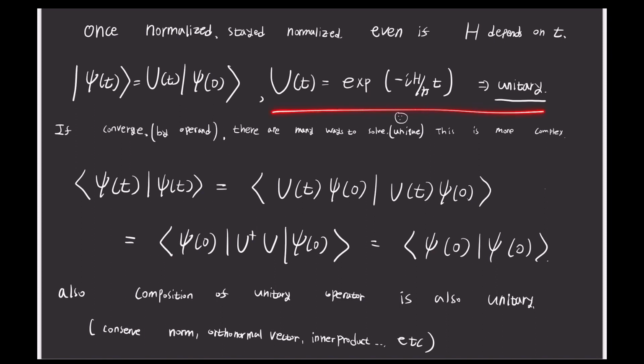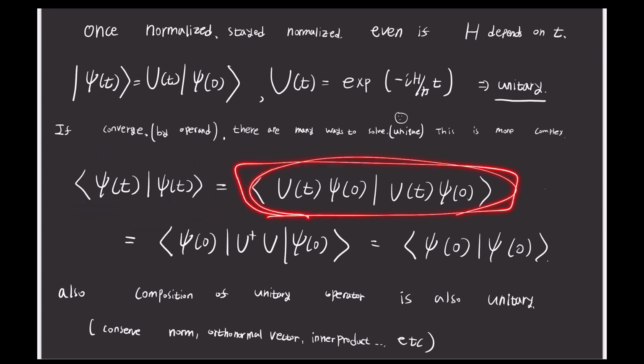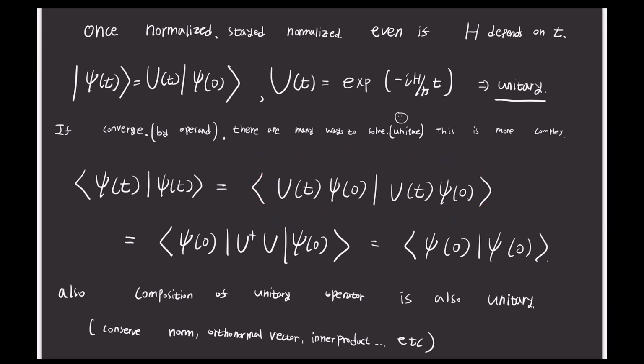But if we use this notation, we can simply get that this is a unitary operator, and the norm of the state vector is given by this, and we know a unitary operator conserves the norm, inner product, or orthonormal basis. We already studied this in linear algebra, right? So this is the same as the initial norm. So this is the proof. It's done.